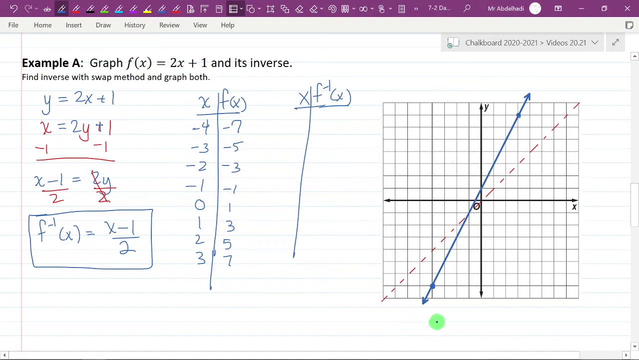Okay, there's the function. This is f of x. And now we want to find f inverse of x. Okay, so f inverse of x, we don't know what that looks like yet. We don't even know if it's a line. So let's not make any assumptions here.